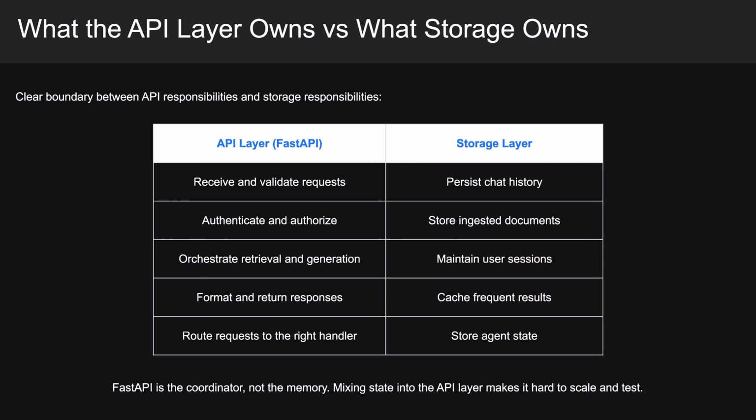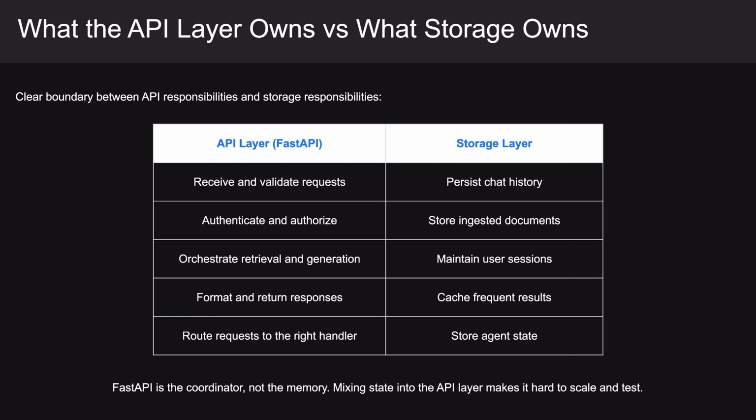Here's the clean boundary. FastAPI's job is to receive requests, validate them, authenticate the caller, orchestrate the retrieval and generation pipeline, and return a formatted response. That's it. The storage layer's job is to remember everything: chat history, user sessions, ingested documents, agent state.